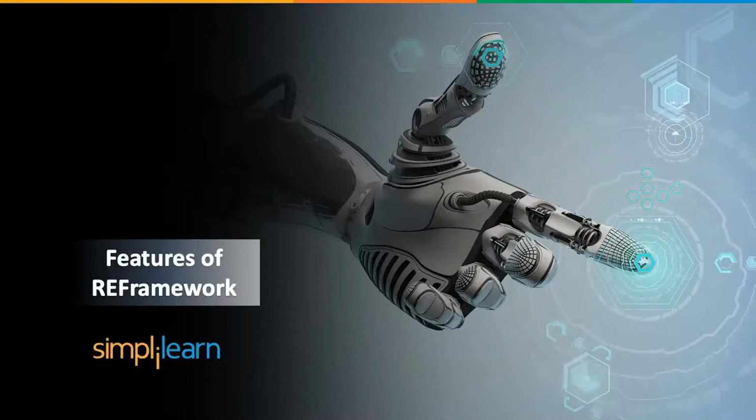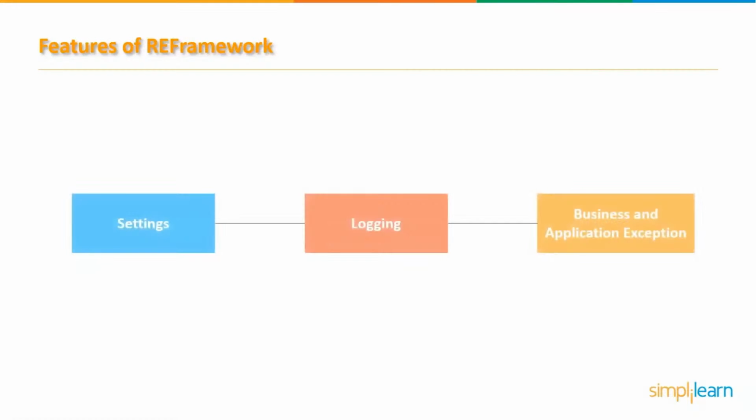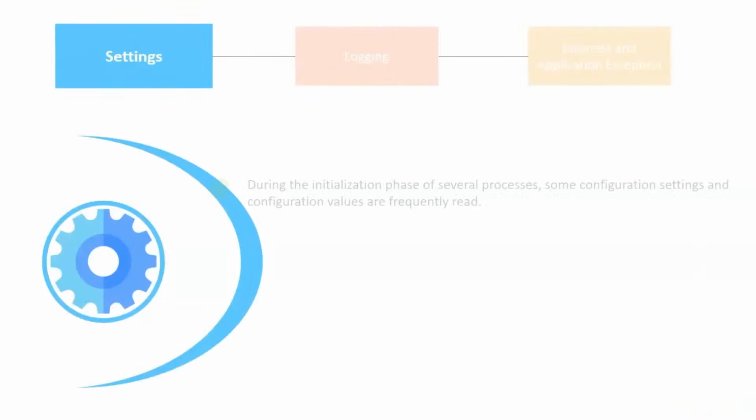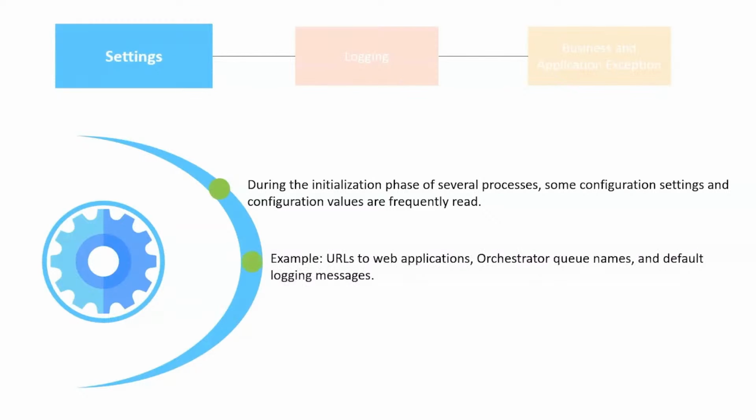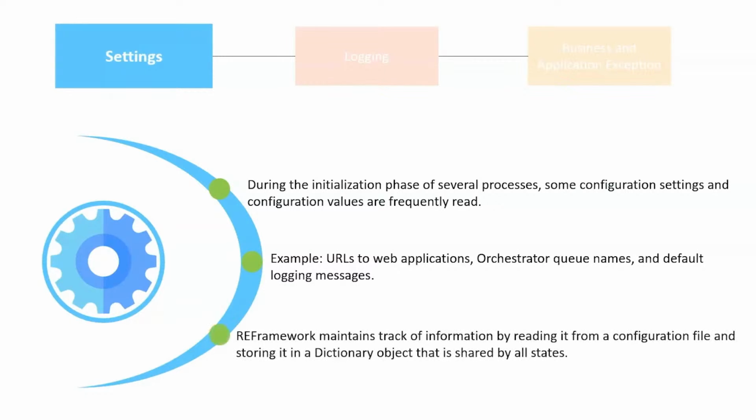Let's look at the features of REFramework. The three features are settings, logging, and business application exception. Settings. During the initialization phase of several processes, some configuration settings and configuration values are frequently read, like URLs to the web application, orchestrator queue names, and default logging messages. The REFramework keeps track of this information by reading it from a configuration file and storing it in a dictionary object shared by all states. Instead of updating workflows directly, this provides a simple way to manage projects by adjusting values in the configuration file.